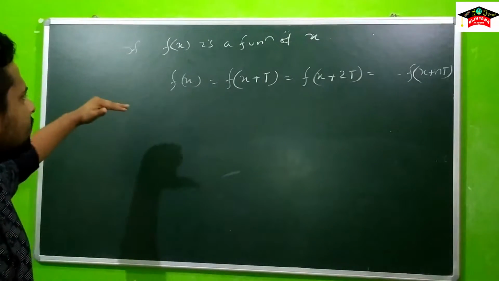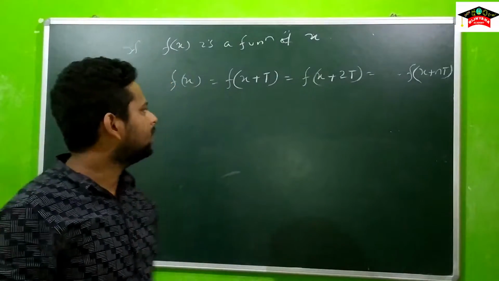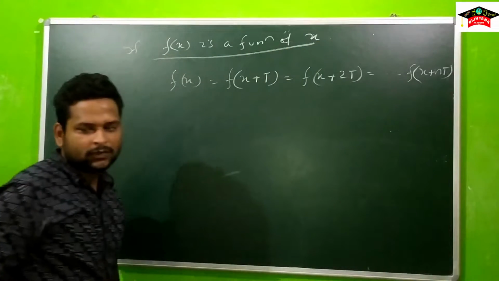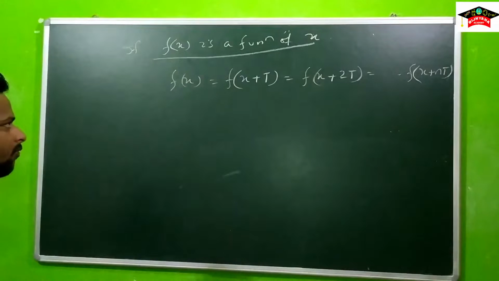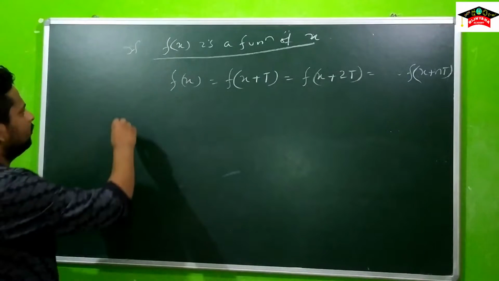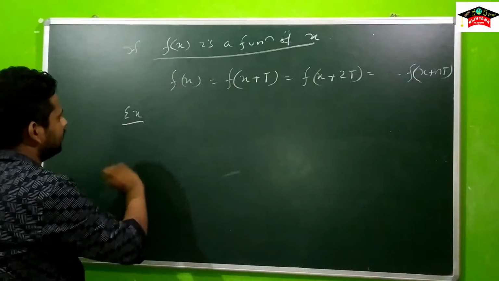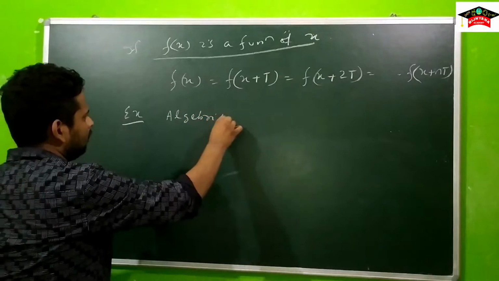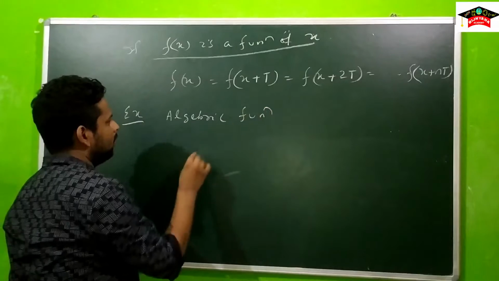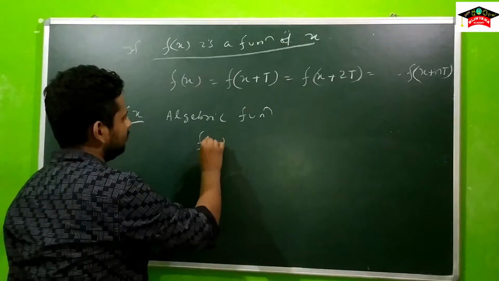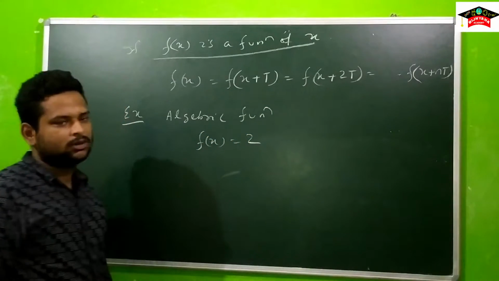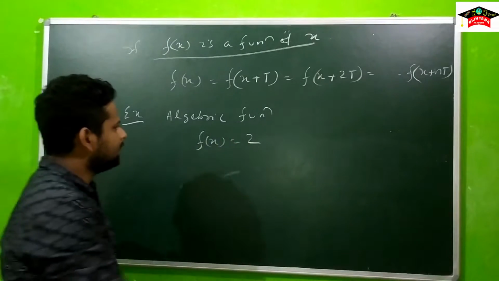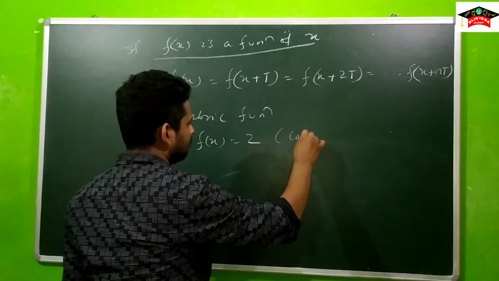Which means if this condition is satisfied, then we can say that f of x is a periodic function of x. I can give you some examples of periodic functions. Example: let us say an algebraic function. Let f of x equal 2. This is an algebraic function, which means the functional value of x is 2, which means it is a constant function.